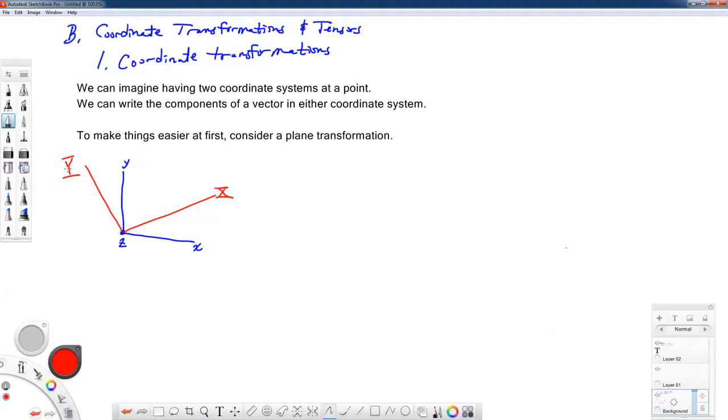Now, to make things easier at first, we're going to consider a plane transformation. What I mean by that is the little z and the capital Z coordinate systems are pointing in the same direction, and it's just a rotation about the z-axis in the plane that's formed by the x and the y-axes, or the capital X and capital Y.